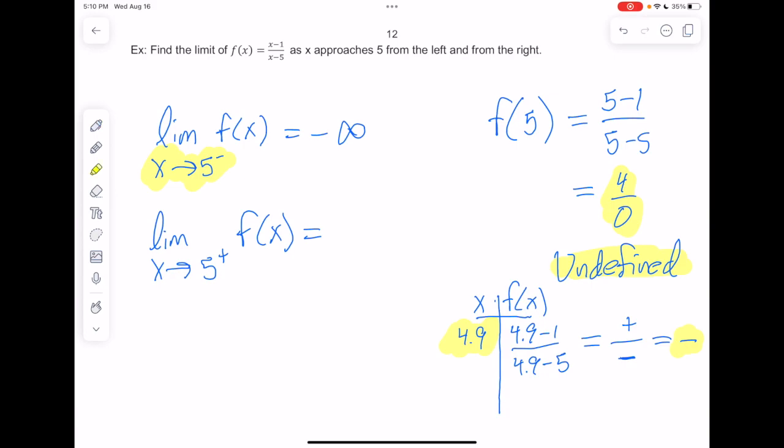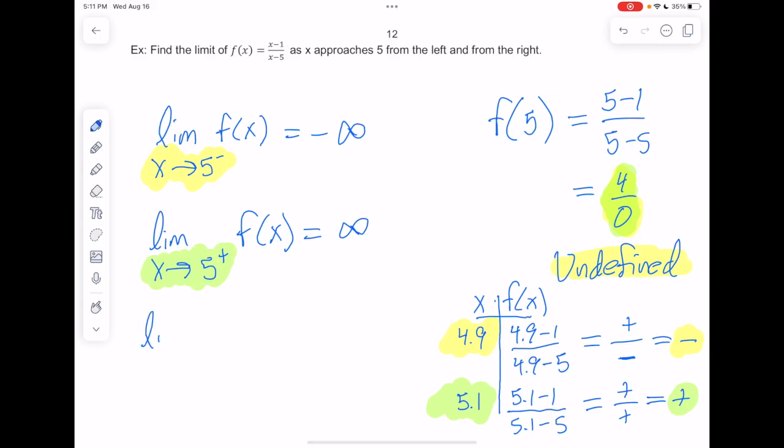If you want to test the right-hand side, if you're approaching 5 from the right, then take some number that's bigger than 5, therefore on the right of 5, like 5.1, plug it in so that you get 5.1 minus 1 on top and 5.1 minus 5 in the denominator. Top is positive, bottom is positive, so overall it's positive. But because of this 4 over 0 piece, we know the answer is either infinity or negative infinity, and now we can see that we're getting positive numbers when we approach from the right, so therefore we know that the answer is positive infinity.